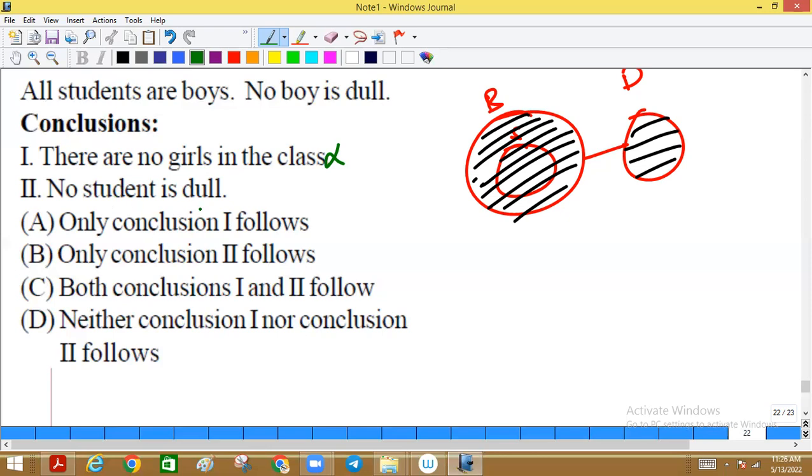Now come to here. No student is dull. Can you take this one? Because no student is dull, this is correct. So your answer is only conclusion 2 correct. B is the answer. Who gave the answer? Sushmita gave the answer. Only B is the answer. So that is the correct one. Got the logic?